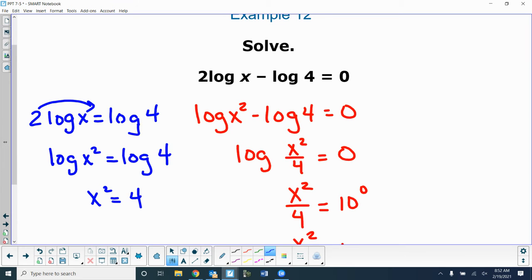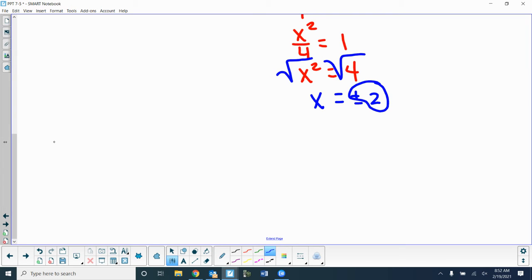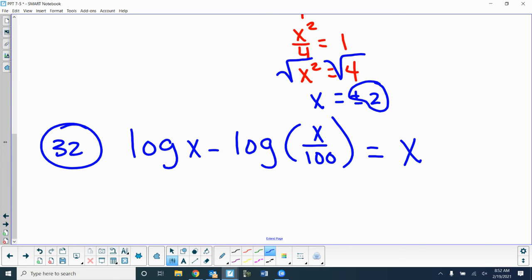Cole? 32. Sure. All right, so we've got log of x minus log of x over 100. What was the answer to 28 again? I'll tell you in a minute. And then what was the other side? Just x, wasn't it? Yeah. All right, you said which one? 28 was the answer. Okay, where's that coming from?